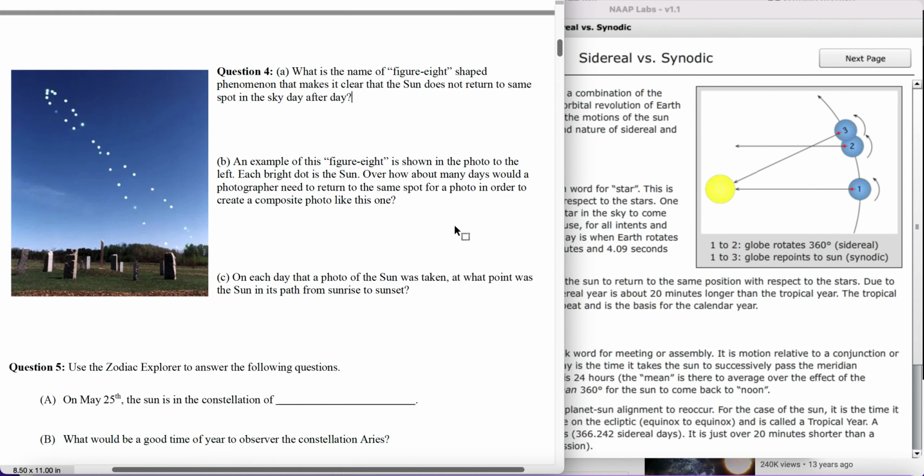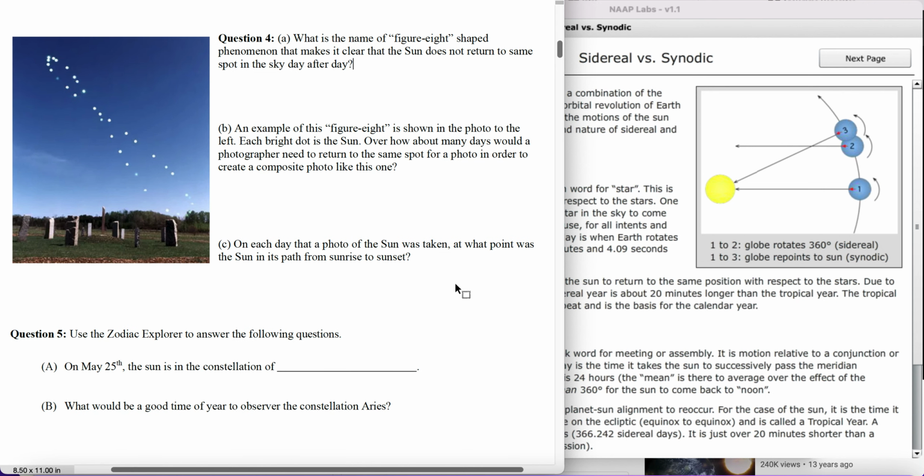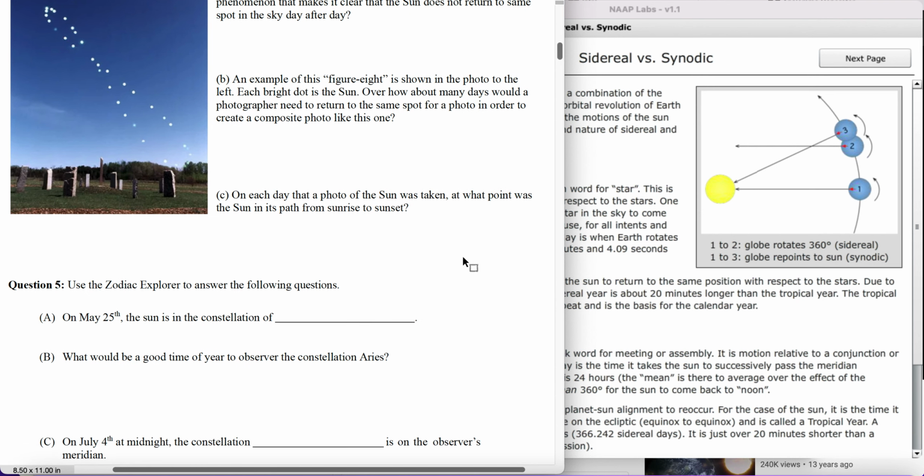Okay? And then in part C of the same question, question 4, on each day that a photo of the sun was taken, at what point was the sun in its path from sunrise to sunset? Because if you want to be consistent and actually get the right shape, you have to make sure that you take it at a certain time of day. What time of day do you think that is?